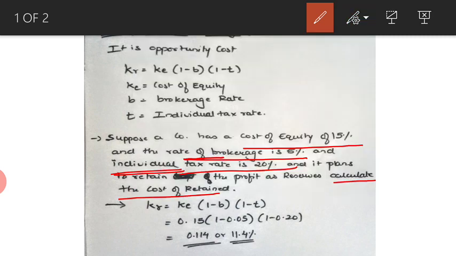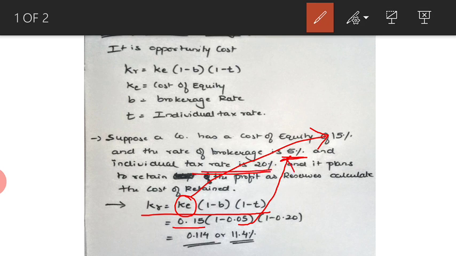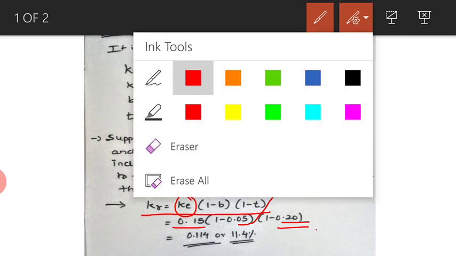So all the data is given, we just have to substitute the values in the formula. What is the formula? KR is equal to KE into 1 minus B into 1 minus t. So KE is already given to us, that is your cost of equity 15%, that is 0.15, into 1 minus B. B is brokerage, which is 5%, so 1 minus 0.05, and the individual tax rate is 20%, so 0.2. So how do you simplify this?